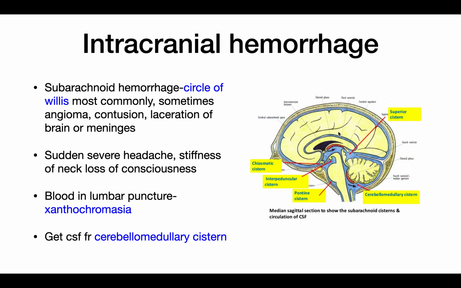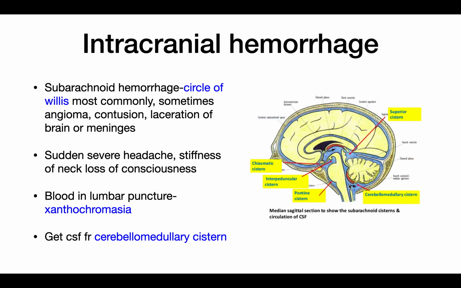So how do we know? Well, how do we differentiate if this is going to be an intracranial hemorrhage or meningitis? We are going to get a lumbar puncture, and we are going to analyze it. And intracranial hemorrhage is going to result in blood in the CSF. And if you can't get the CSF from the spine, the last ditch place where you can try to get it is from the cerebellomedullary cistern. So this is right in the skull, like back of the skull.